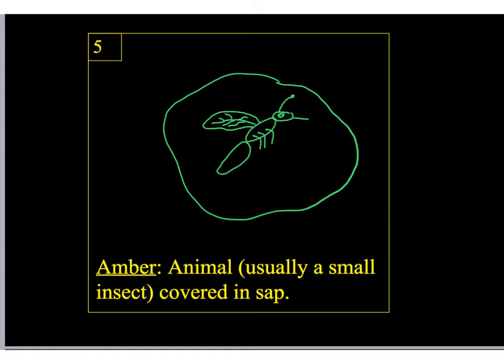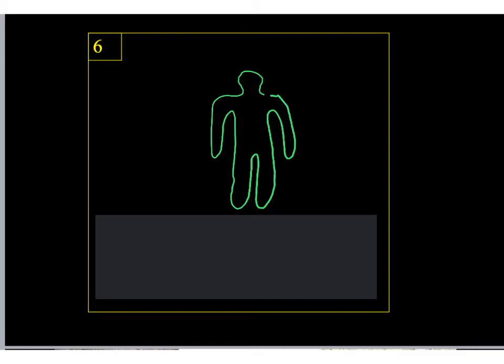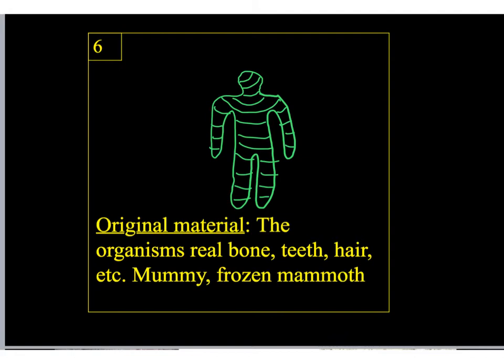The next one is going to be original material, and for that, we're going to draw a mummy. For our mummy, we'll just draw a person's head, and their arms, and their legs. And then we'll just draw the wrapping. What we've got there then is original material. An original material fossil is the organism's actual original, real bone, their teeth, their hair. Some examples are a frozen mammoth, a mummy.